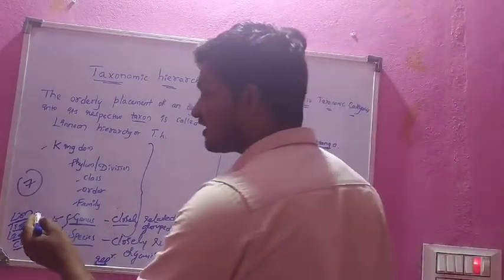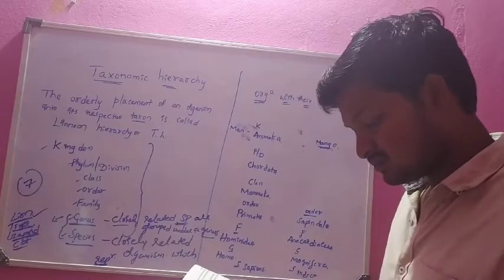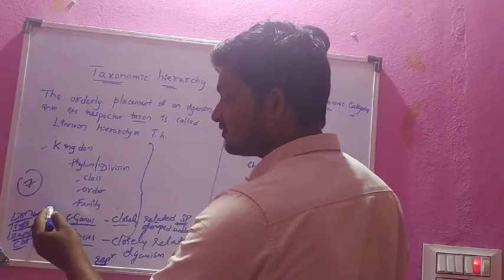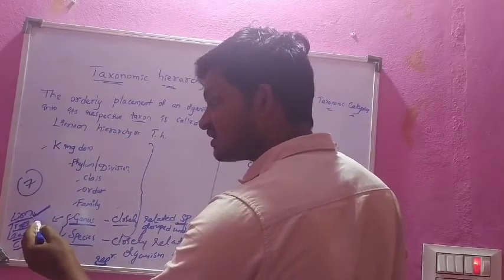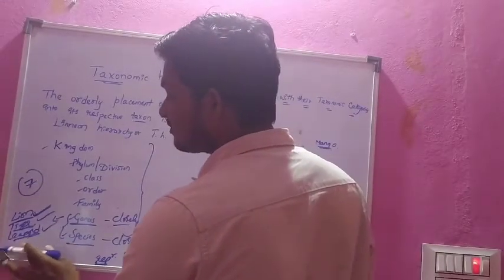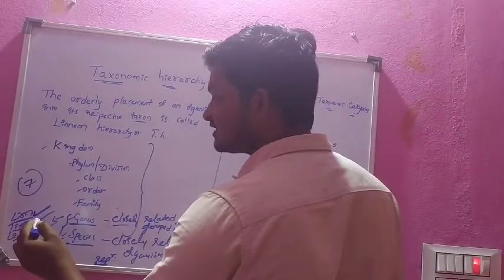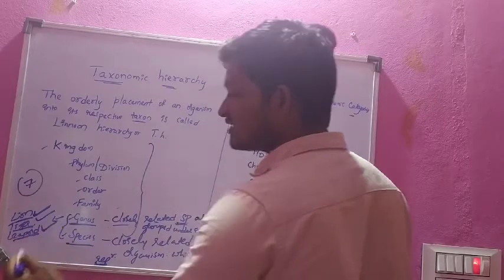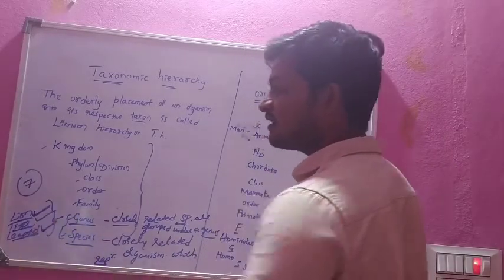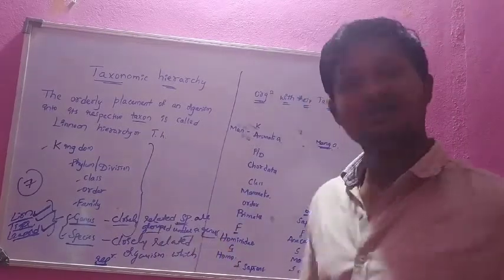What is the scientific name of lion? The scientific name of lion is Panthera. Tiger is also a Panthera. Leopard is also a Panthera. Okay, cat will not come. Only these three belong to the same genus, closely related species. Lion, tiger and leopard come under the same genus, but the species will be different.